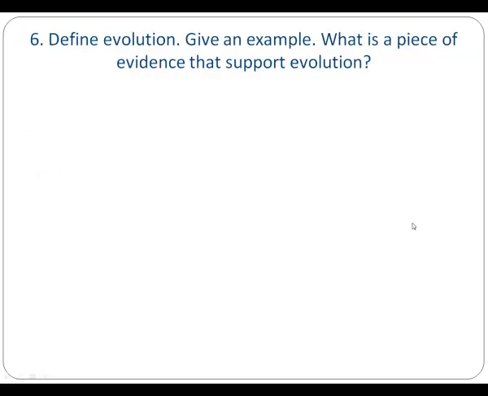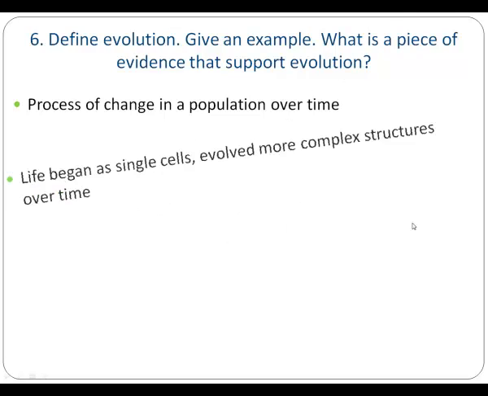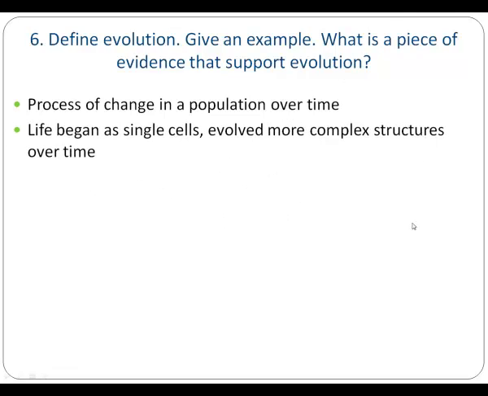Define evolution and give an example. What is something that supports evolution? So evolution is a process of change in a population over time. An example would be life beginning as single cells, which develop into more complex structures over time.